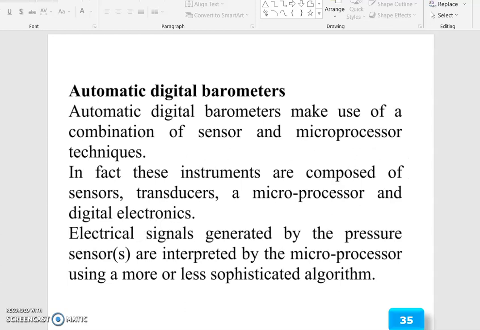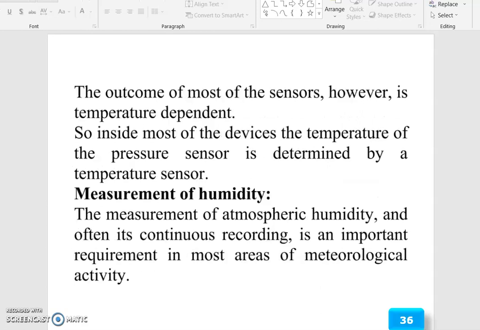Automatic digital barometers. Automatic digital barometers make use of a combination of sensor and microprocessor techniques. In fact, these instruments are composed of sensors, transducers, a microprocessor, and digital electronics. Electrical signals generated by the pressure sensor are interpreted by the microprocessor using a more or less sophisticated algorithm. The outcome of most of the sensors, however, is temperature dependent. So, inside most of the devices, the temperature of the pressure sensor is determined by a temperature sensor.